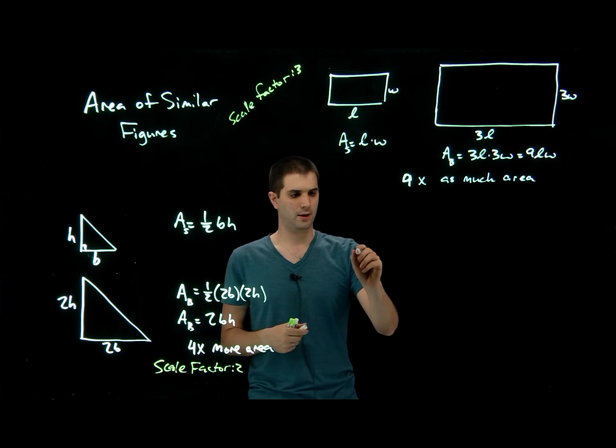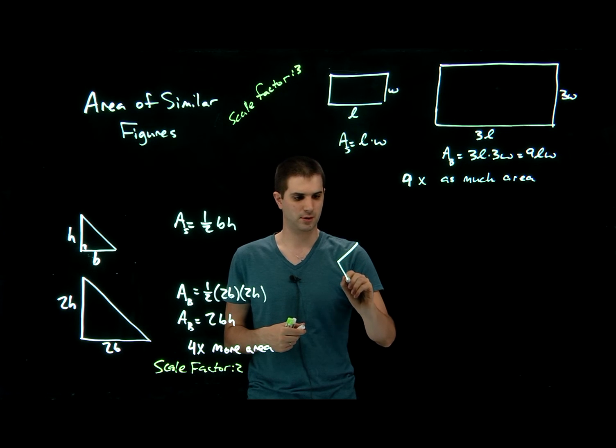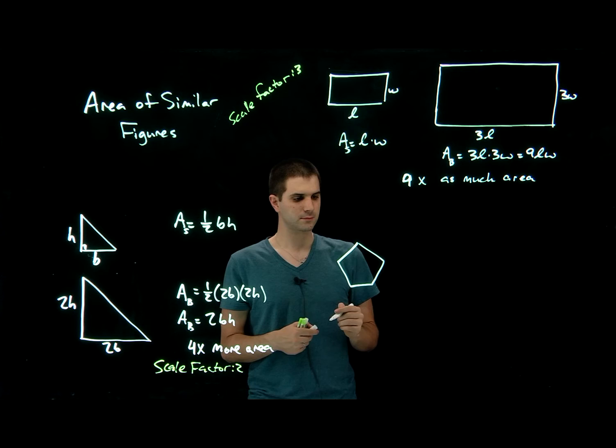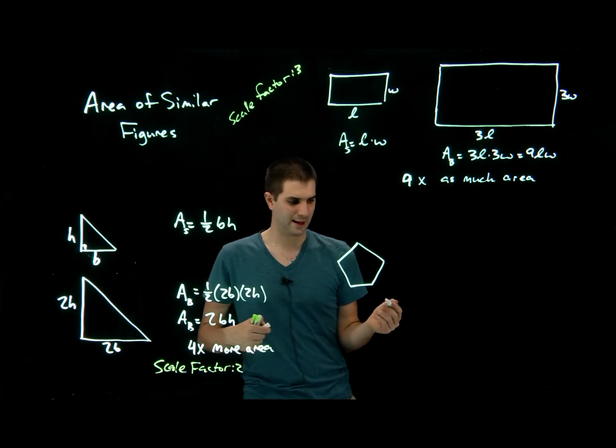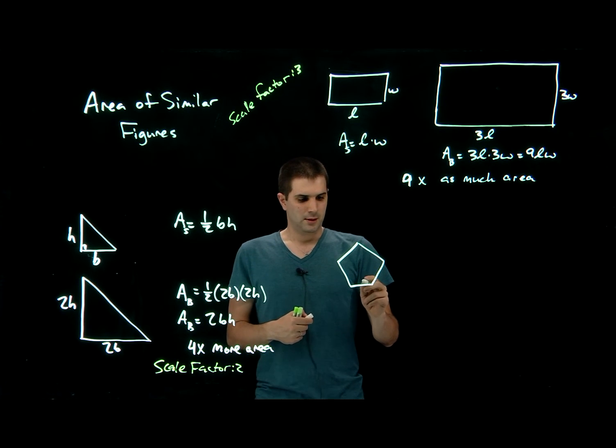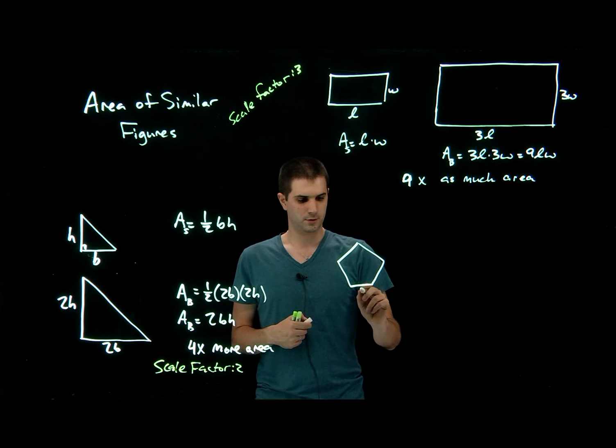This time I want to look at a pentagon, a polygon. So I've got a pentagon, and let's say this side is 3, and this apothem is 2.